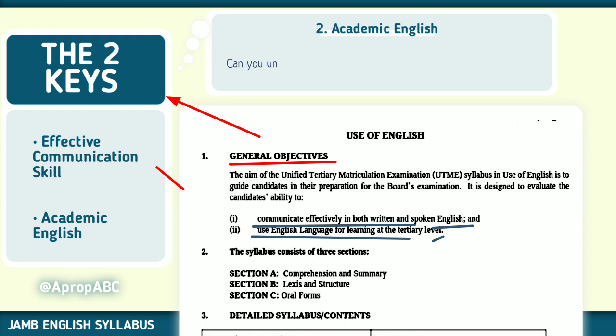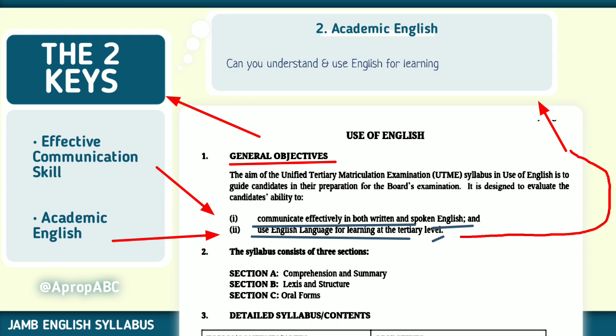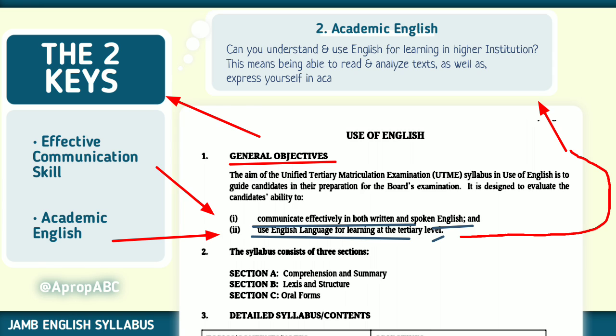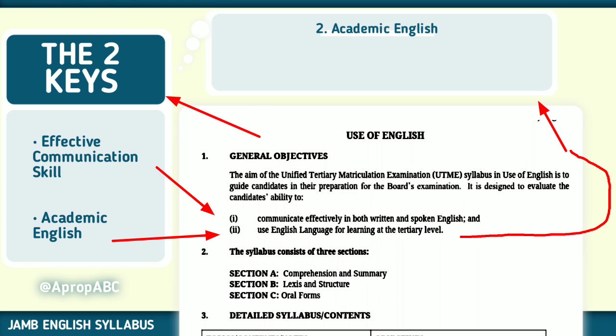The second part, academic English. They want to know if you can understand and use this English for learning in the institution you are trying to gain admission into. This means you are being able to what? To read and analyze text, as well as express yourself in academic writing.